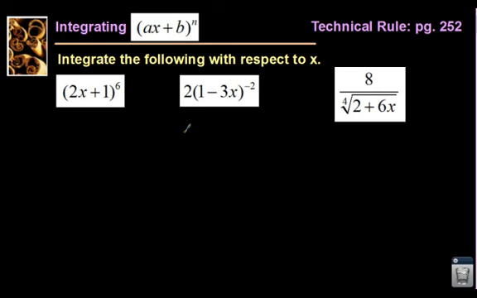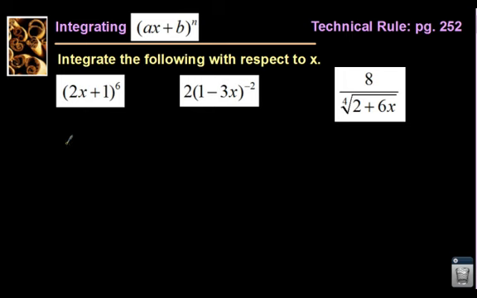Alright, so this is how to integrate a binomial raised to the nth power. So quantity a times x plus b raised to the nth power. The technical definition is in your textbook on page 252, but I'm going to walk you through how to do this. We're following the technical definition, we're just not going into it in detail.